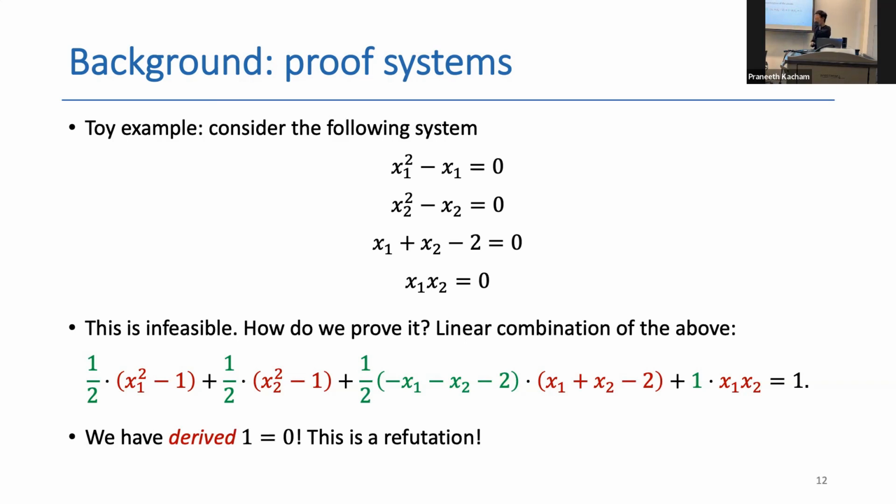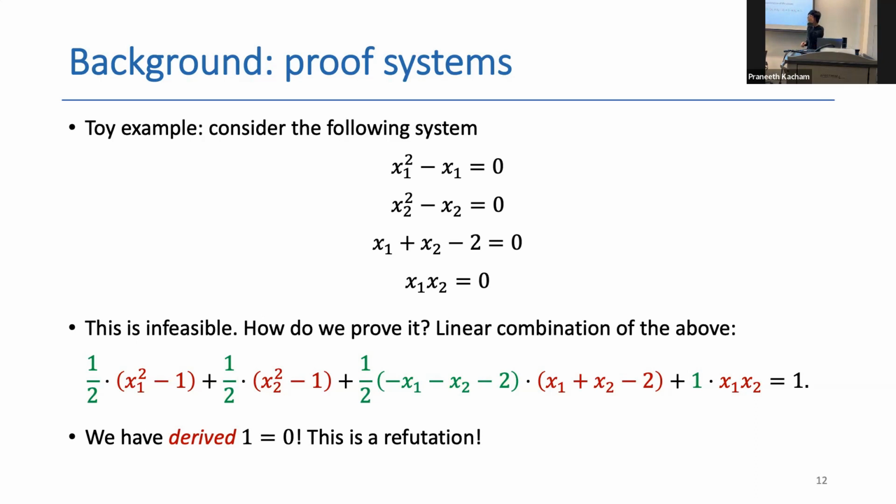Before, you had some intuitive argument why the system is unsatisfiable. Okay, yeah. The first two equations tell you that x1, x2 has to be either 1 or 0. The third one tells you that they're both 1, otherwise 1, 0, 0, 1, 0, 0 won't satisfy the third one. This is a simple example I came up with.